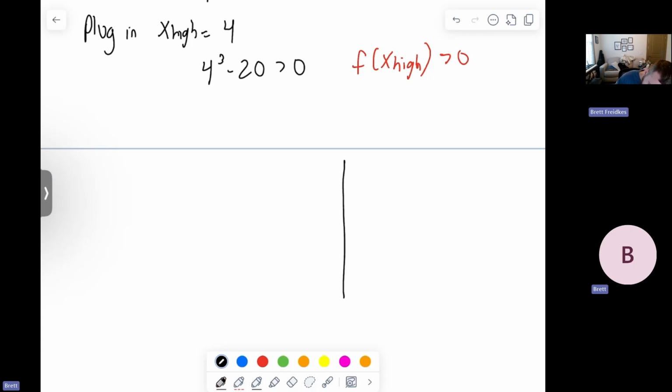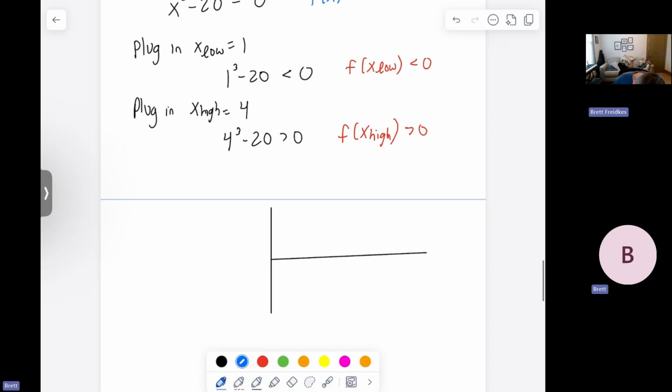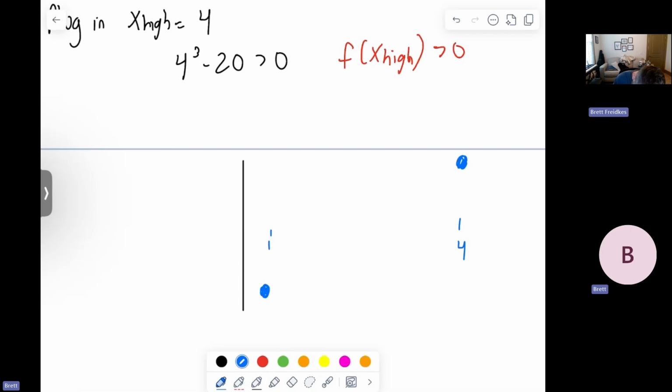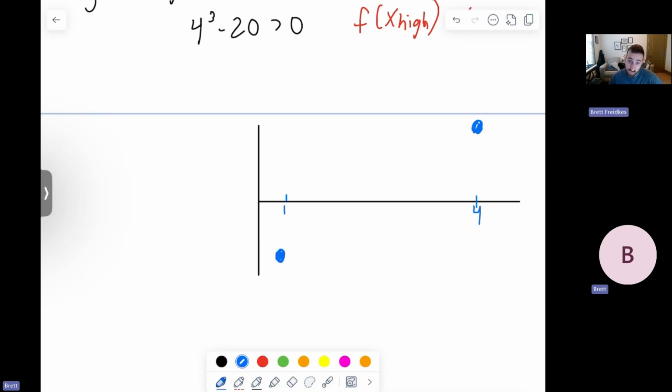I'm going to draw a little plot. I don't know what this function looks like perfectly. But all I know is that when I plug in 1, I'm going to get a negative number. And when I plug in 4, I'm going to get a positive number. That's all I know. That's all I really need to know. This line is so terrible. Sorry. There you go. A lot better. And I know that there has to be a root that's in between.